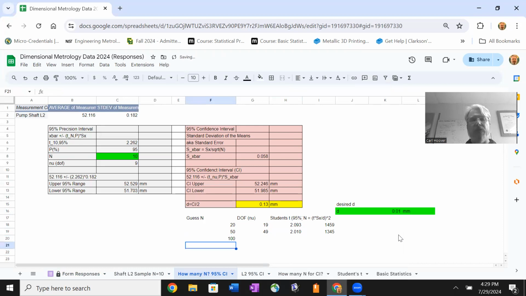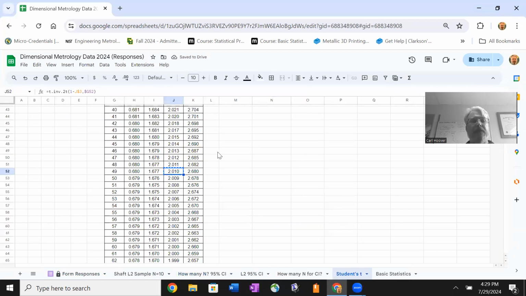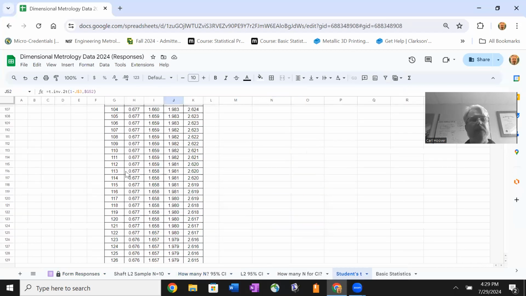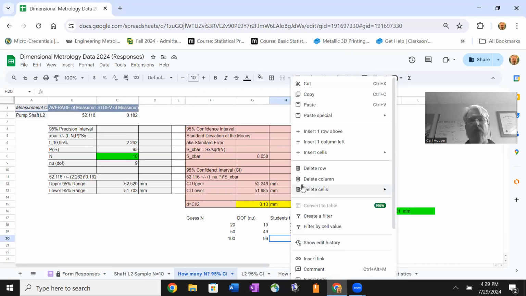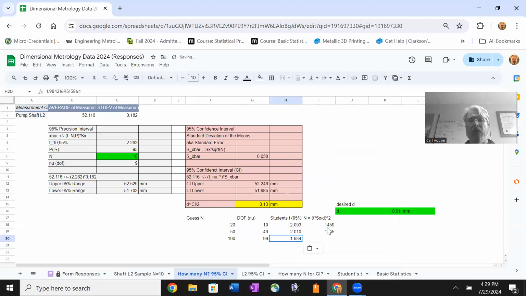Let's try another one, 100. So 100 gives us a degrees of freedom of 99. And 99 leads to 1.984. And getting smaller, but not really that close.